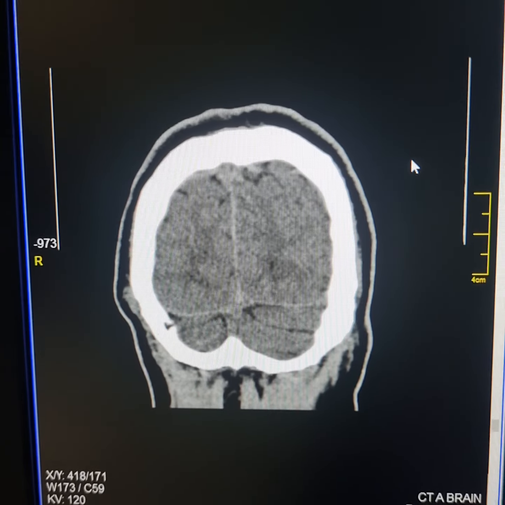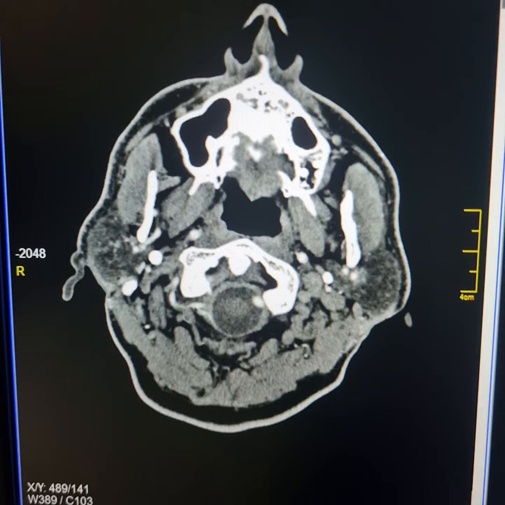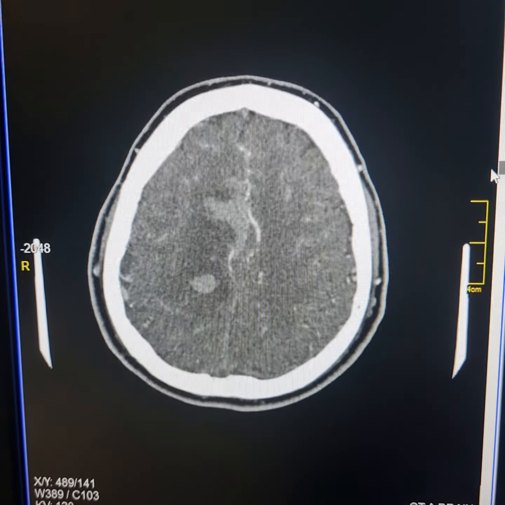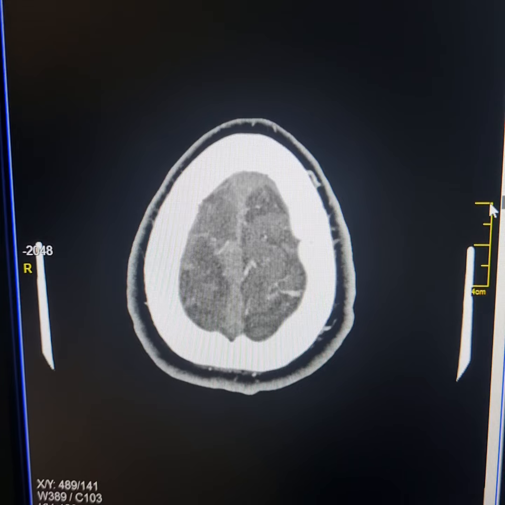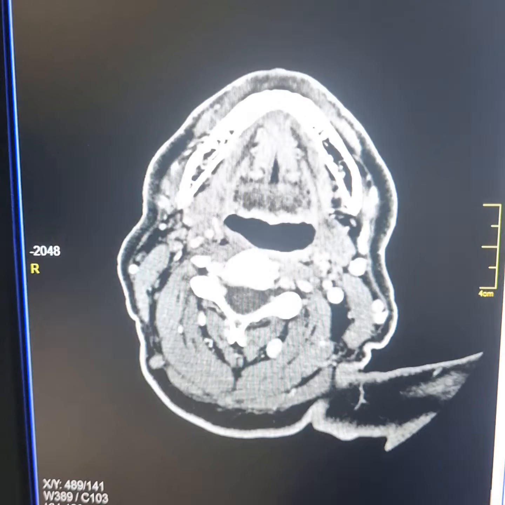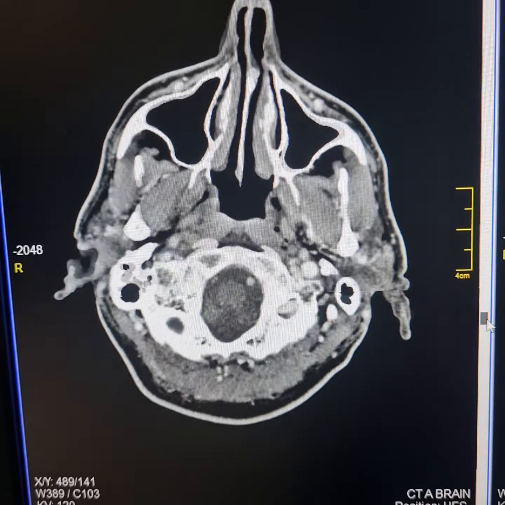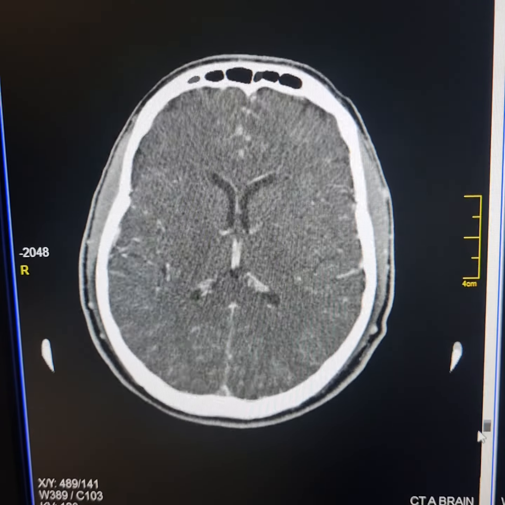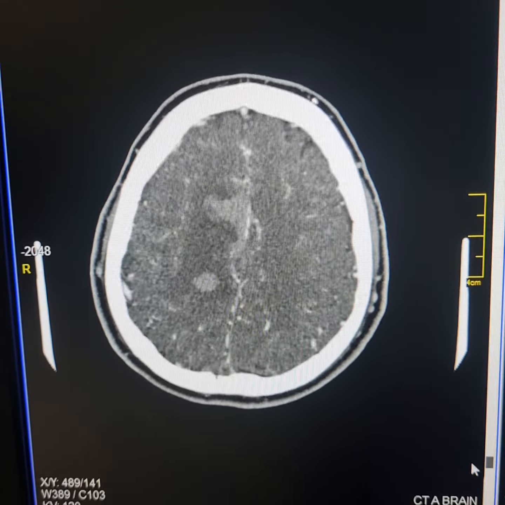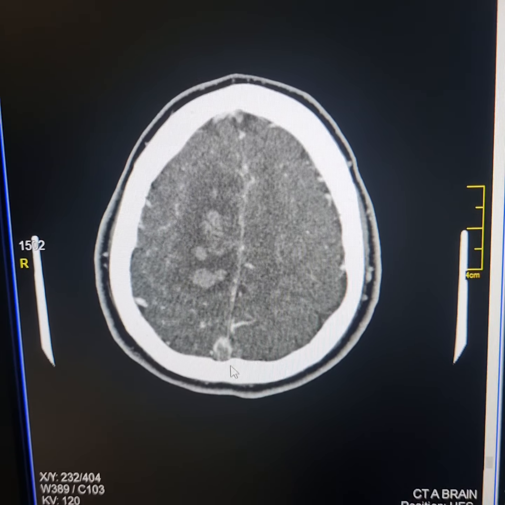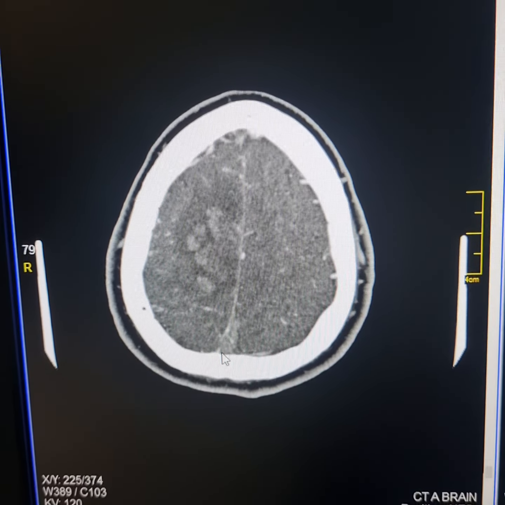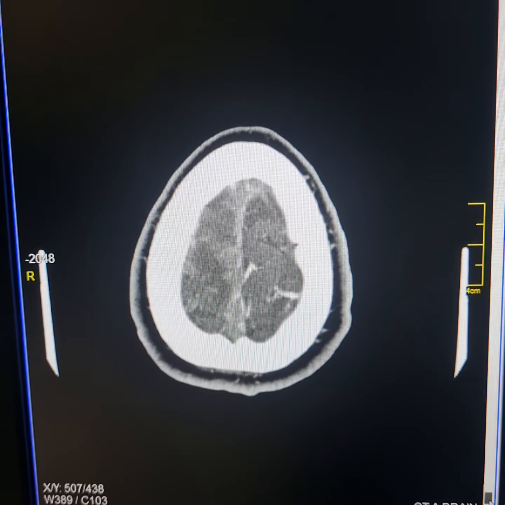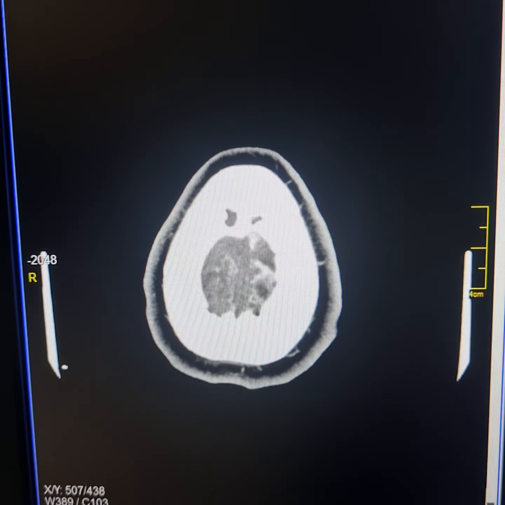Now I will show you his CT venogram. This is the CT arteriogram, which is essentially normal. Now I will show you his CT venogram. Please see this filling defect here. I will show you the coronal scan as well in the superior sagittal sinus. It is severely thrombosed.